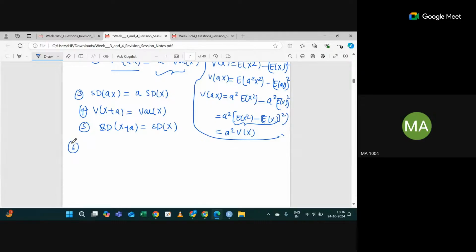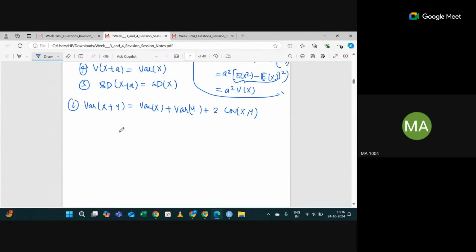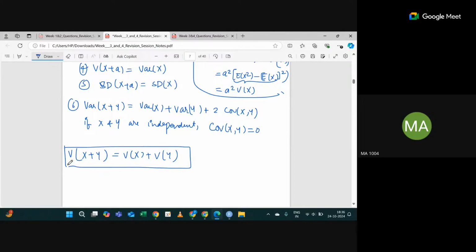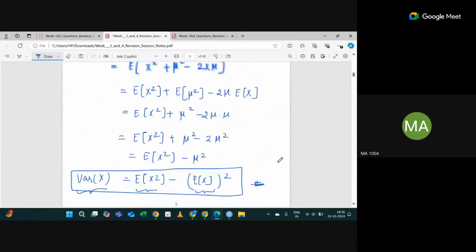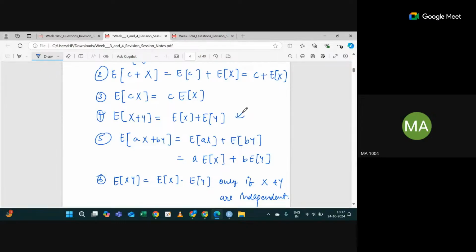Now another property: variance of x plus y in general is variance of x plus variance of y plus 2 times covariance of x comma y. But suppose x and y are independent, in that case correlation between x comma y is 0. If this is the case, covariance of x comma y will be 0. That's why variance of x plus y is equal to variance of x plus variance of y if x and y are independent. While you can see in case of expectation, there was no condition in case of addition of two random variables.